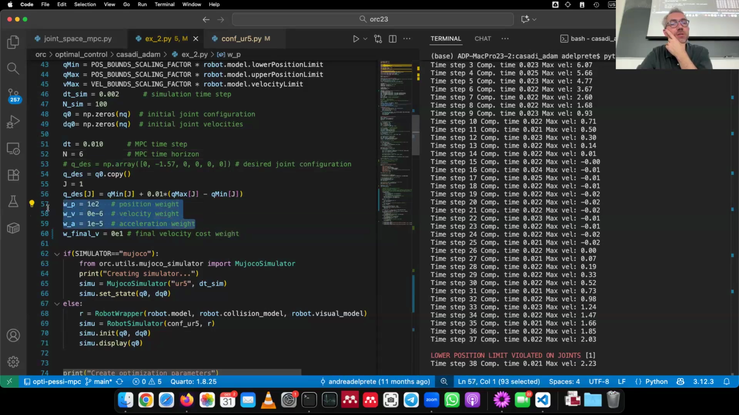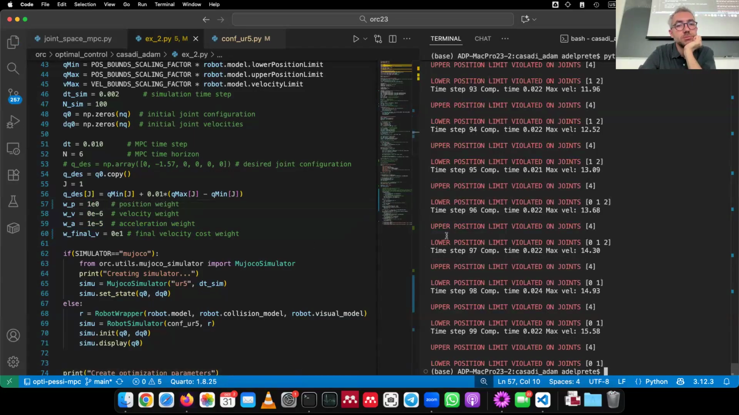Playing with these weights here. So now we have a very high cost on the position, 0 cost on the velocities, and very small cost on the accelerations. You could take down the position weight because we have a final constraint. No, we don't have a final constraint. I removed it. But we can take away the position weight, or make it smaller at least. I think we can just make it smaller and see what happens.